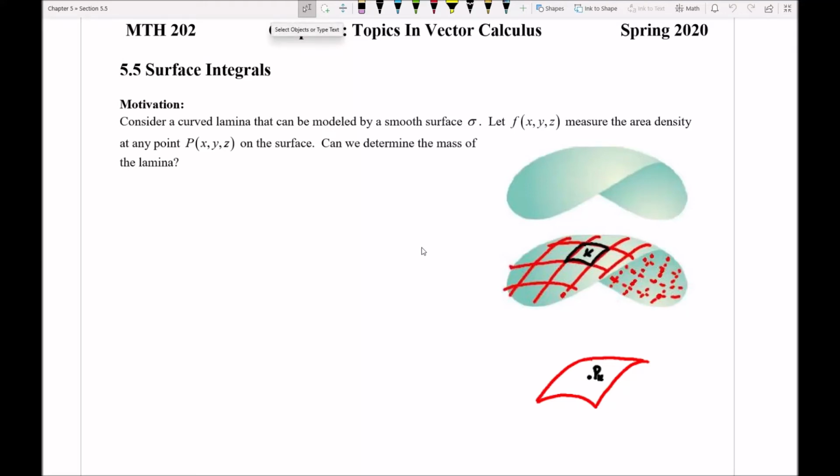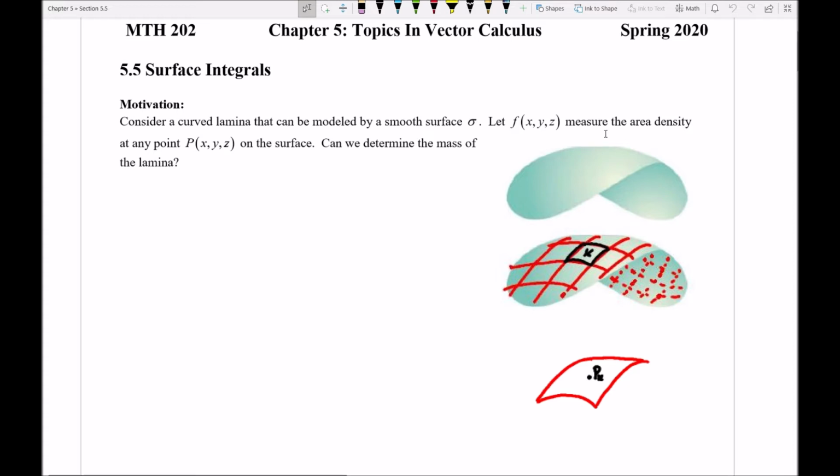In section 5.5, we're going to start to talk about the topic of surface integrals. And we'll begin by looking at this motivation. So consider a curved lamina, maybe like this Pringle type shape that I have over here on the side. And let's say that that can be modeled by some sort of smooth surface that we'll call sigma.